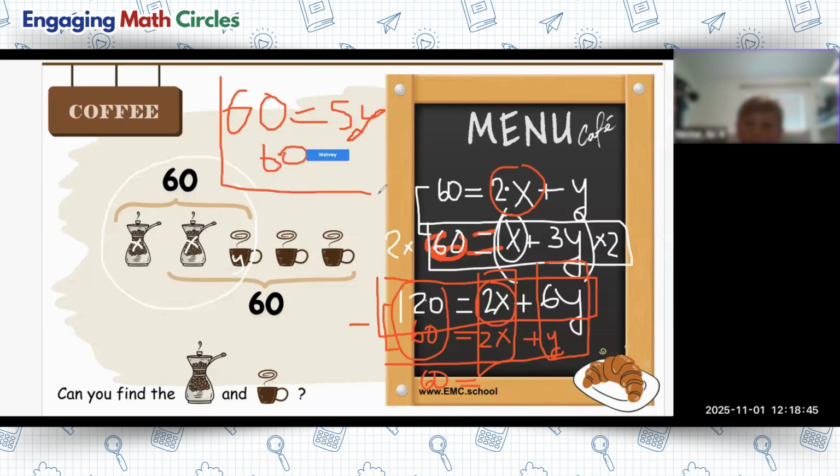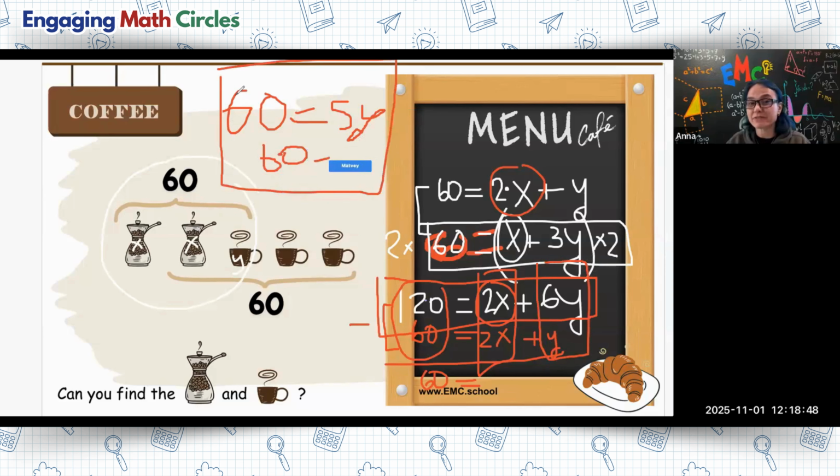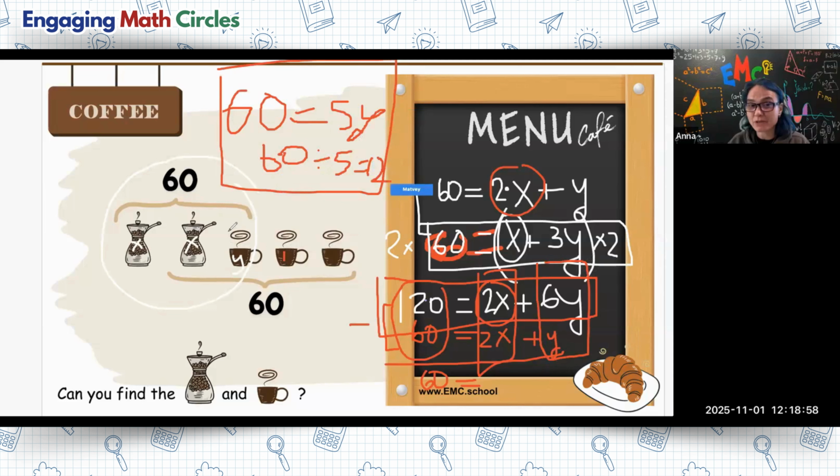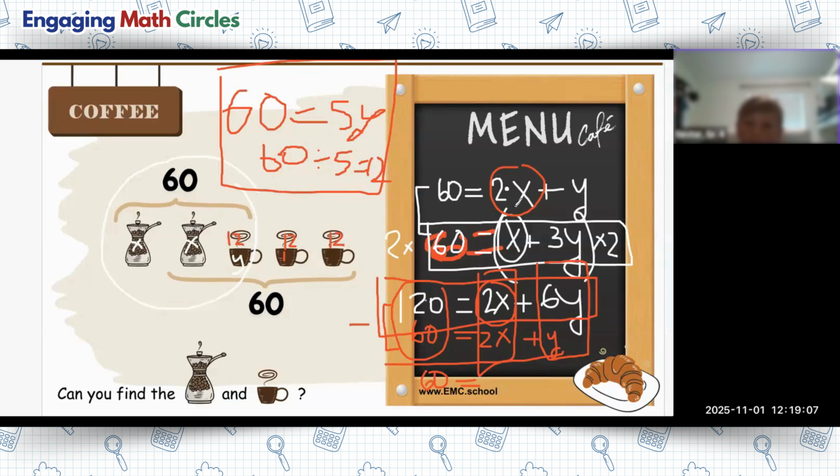We get 60 equals 5y, or if you divide 60 by 5, you'll get 12. And that's what we got for the cup, right? So y, which was the cup, if you remember, was 12. Now you have all the 12s. And how do you figure out the x? You have the 12 right here, and using that 12, we have 2 of these, with the remainder being 48, you can divide that by 2 to get the amount of coffee cups.